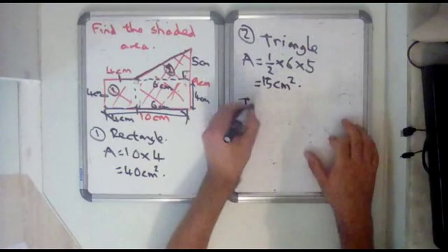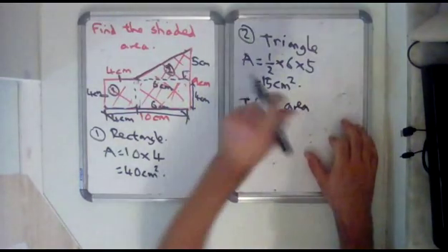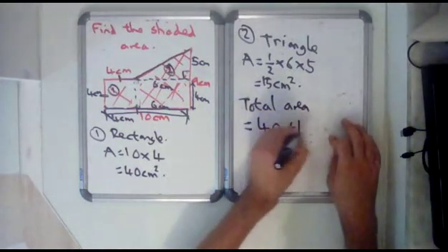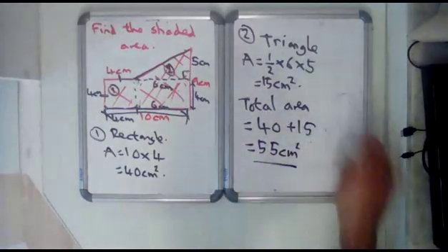So the total area is going to be 40 plus 15 equals 55 cm squared.